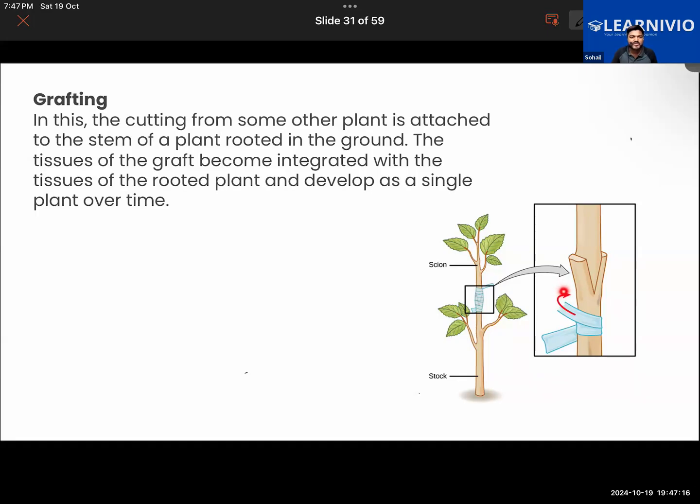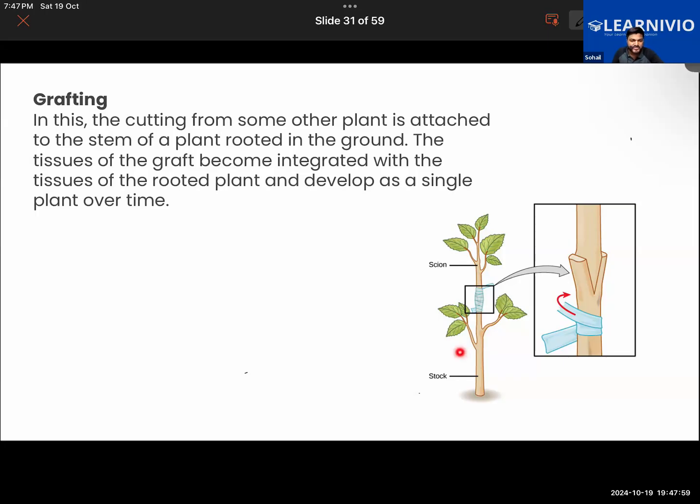Sometimes we can use some growth promoting chemicals also. Sometimes growth promoting chemicals can be sprayed on this to keep it safe from infection, or to trigger the growth, or to allow it to grow properly. So after some time, what will happen? The tissues of these two plants will integrate, join, and act as one plant. Both of them will become one plant after some time. So that is the case here.